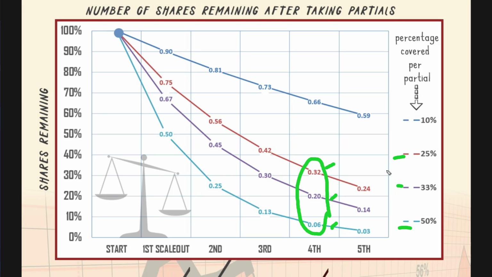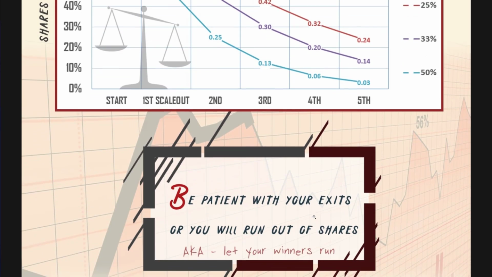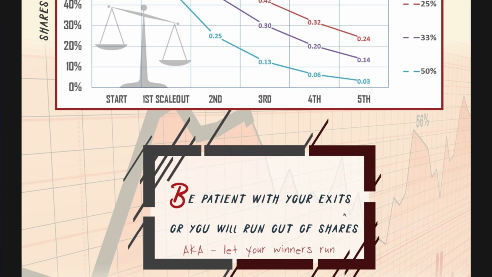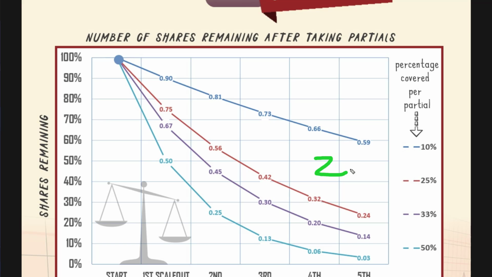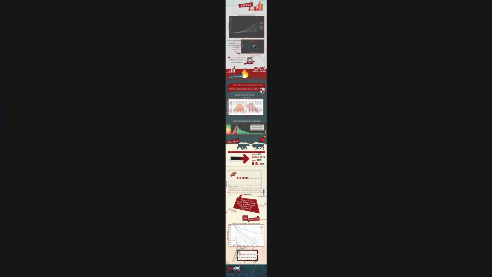And this is something you need to keep in mind, because how are you going to let your winners run? If you're not patient with your exits, you will run out of shares. I used to get in this scenario. By the time I hit 2 to 1, I'd have like 5% of my position left because I was scaling out way too fast. So be cognizant of that. All right, so that's the entire infographic, this big giant poster.